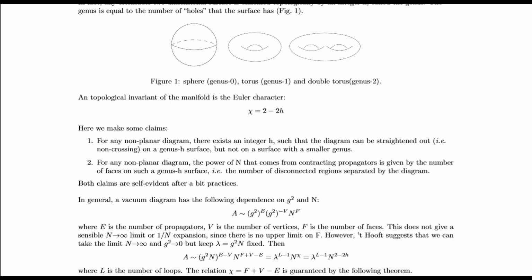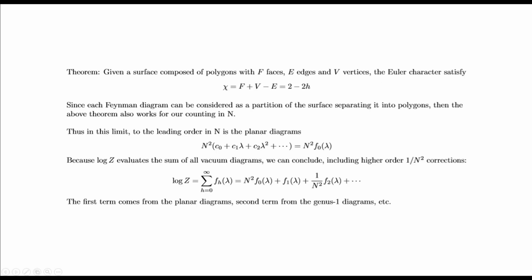Then this is true, where L is the number of loops. The relation chi equals F plus V minus E is guaranteed by the following theorem. Theorem: given a surface composed of polygons with F faces, E edges, and V vertices, the Euler characteristic is given by this. Since each Feynman diagram can be considered as a partition of the surface separating it into polygons, the above theorem works for our counting in N.